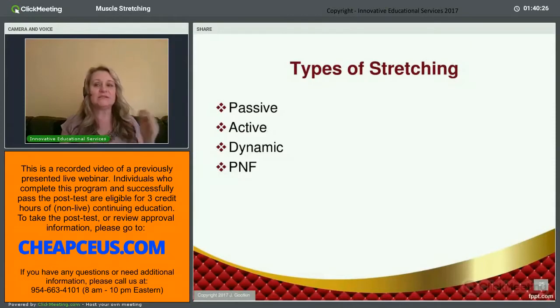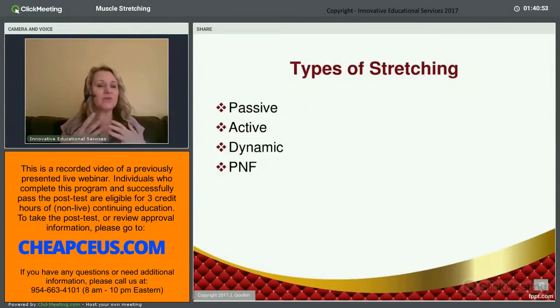So what I've done is compile from the different research studies that I've read, and I think for this particular presentation, I read about 70 different studies, trying to pull terminology and translate it for you. We've been able to categorize stretching into 4 main types of stretching that can elicit these different effects. We have passive stretching, active, dynamic, and PNF.